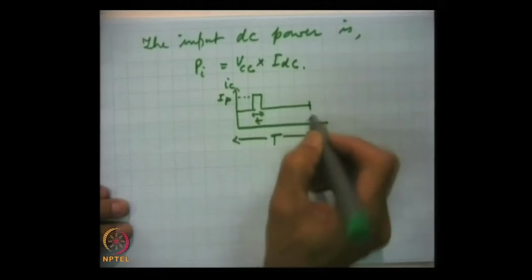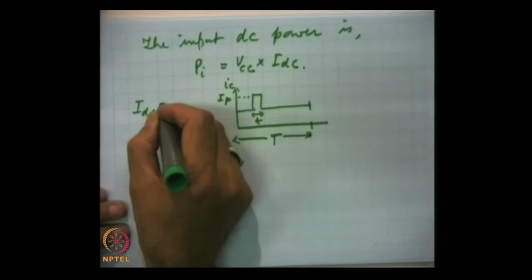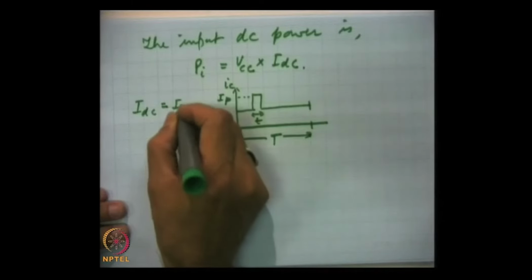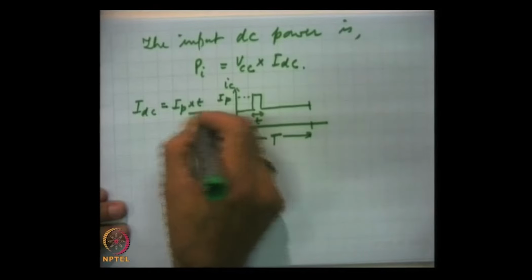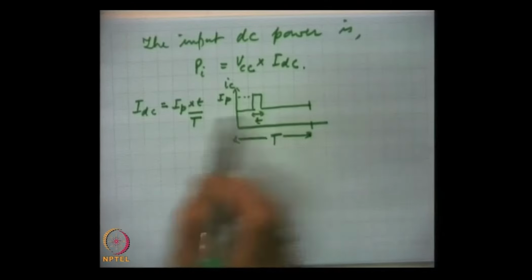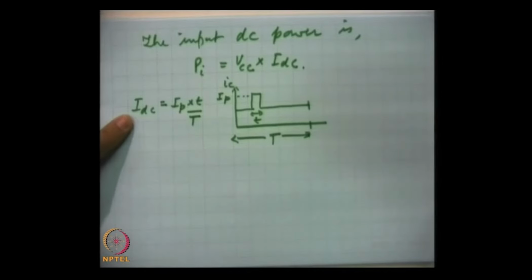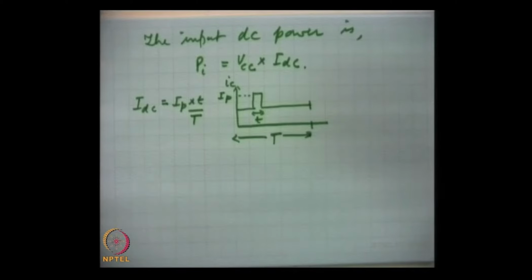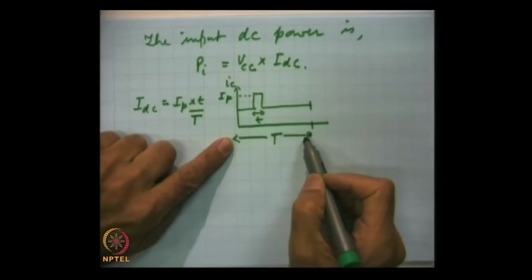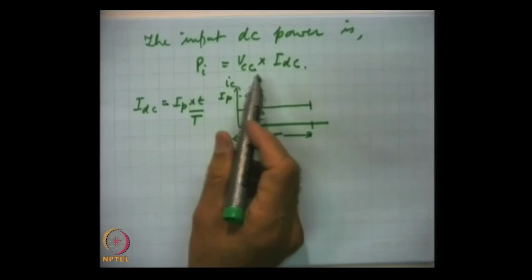The DC component of this, we can write IDC, will be equal to IP, the peak value, into t by T. Suppose this t is 0, then the IDC drawn will be 0. It is very clear. The collector current flows for a very short period t in comparison to the period of the wave. So, this is the expression which we have to use.